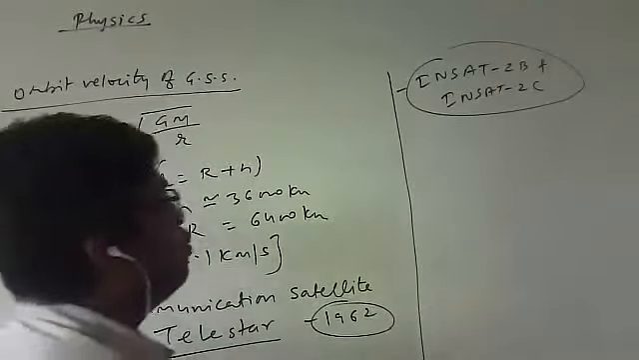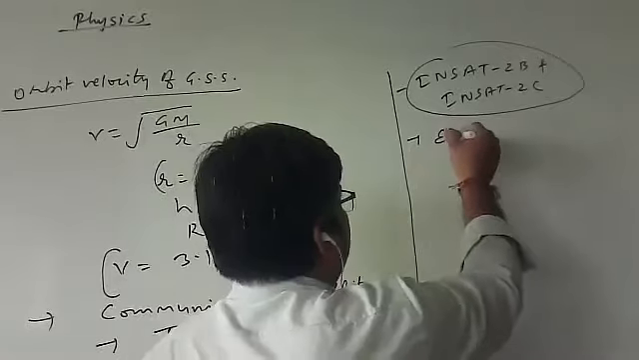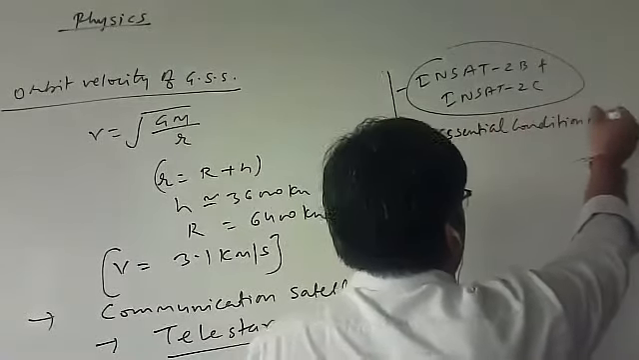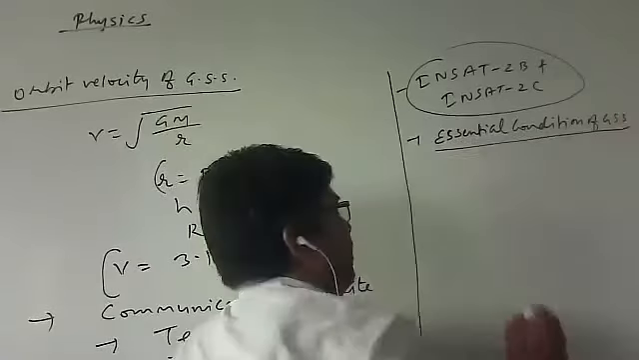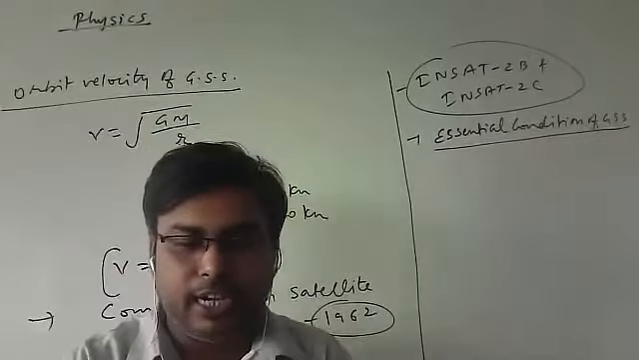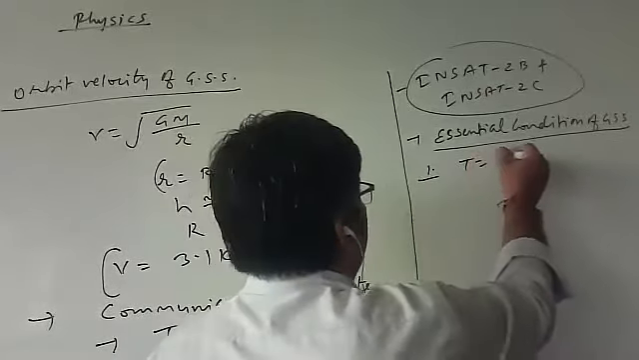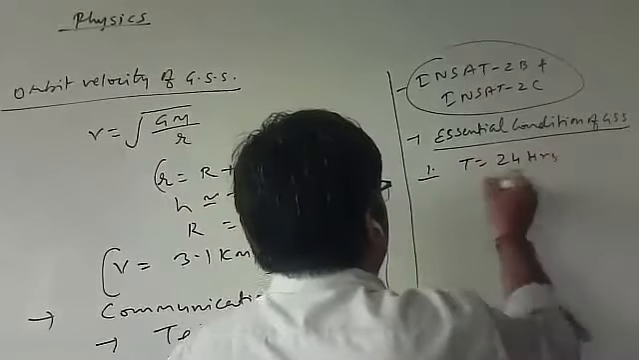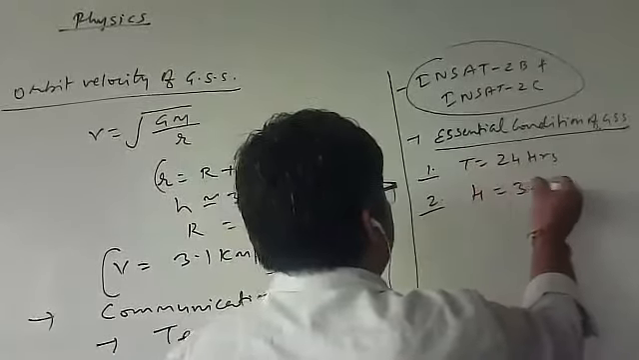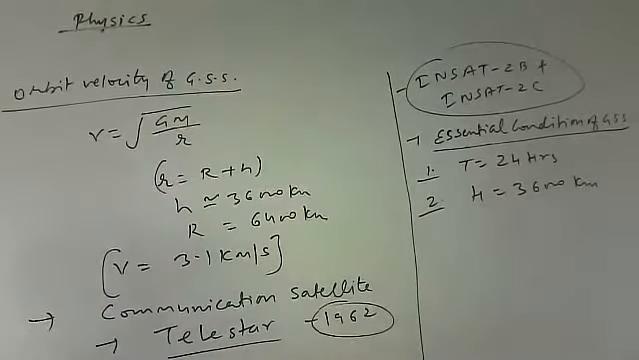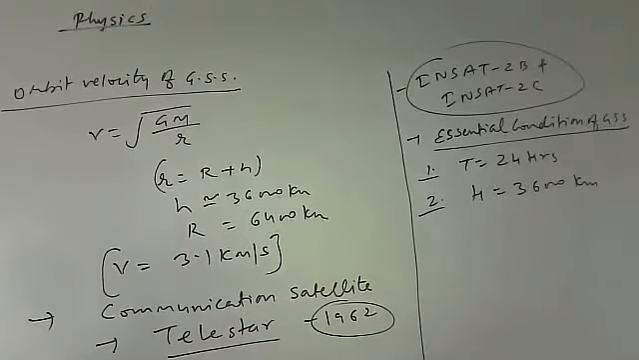Now, one question is usually asked: what are the essential conditions for a GSS? If I want a satellite to be a geostationary satellite, then what are the essential conditions? The first condition we have shown is that the time period of this satellite should be 24 hours. For that purpose, how much altitude do I need? That is 36,000 kilometers. I need the 24 hours time period and the 36,000 kilometer height.